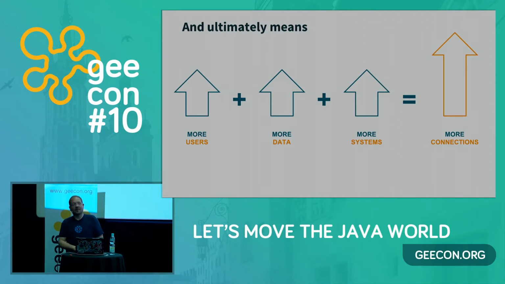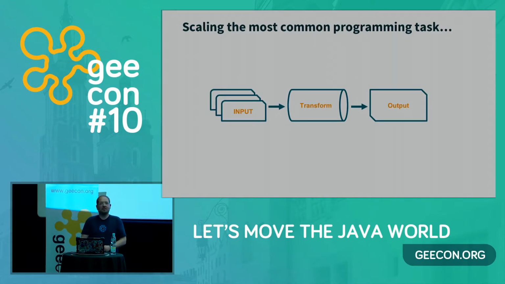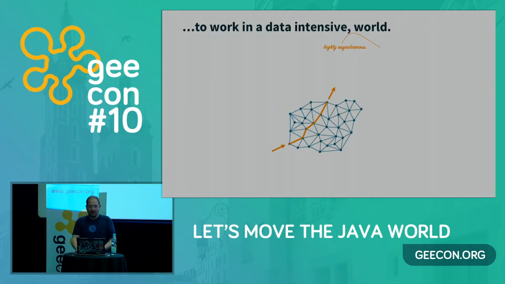Bottom line, quite simple equation. More users, more data, more systems leads to way more connections than we actually have as of today. And the fun part here is, it's actually just about scaling this most common programming task that we all did in the past, right? I mean, we take some input, transform it according to rules or regulations, and generate output. So the only thing that we need to make sure is that this thing does not only scale to distributed cloud workloads, but it also scales in a highly asynchronous world that handles streams.